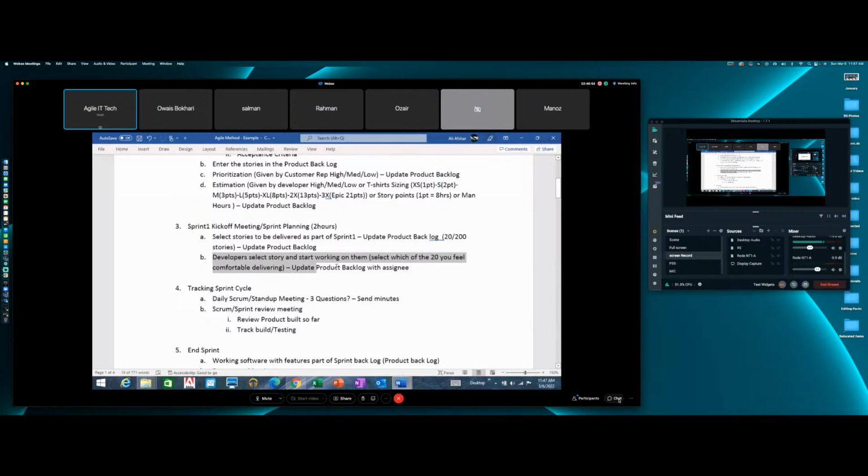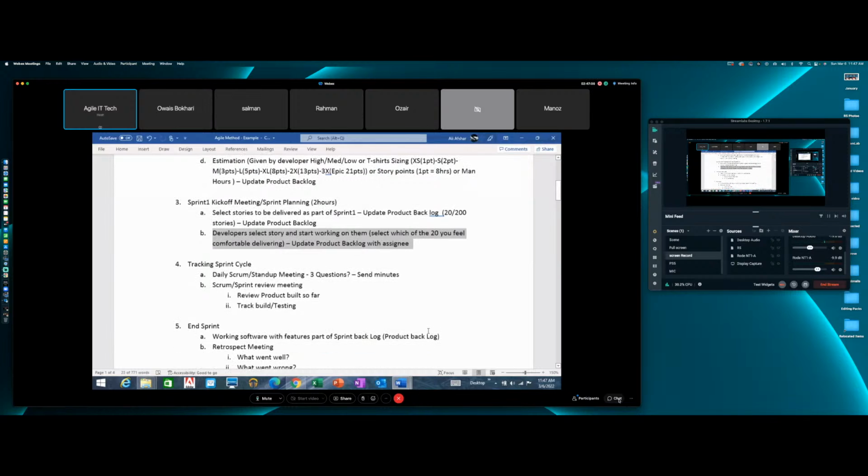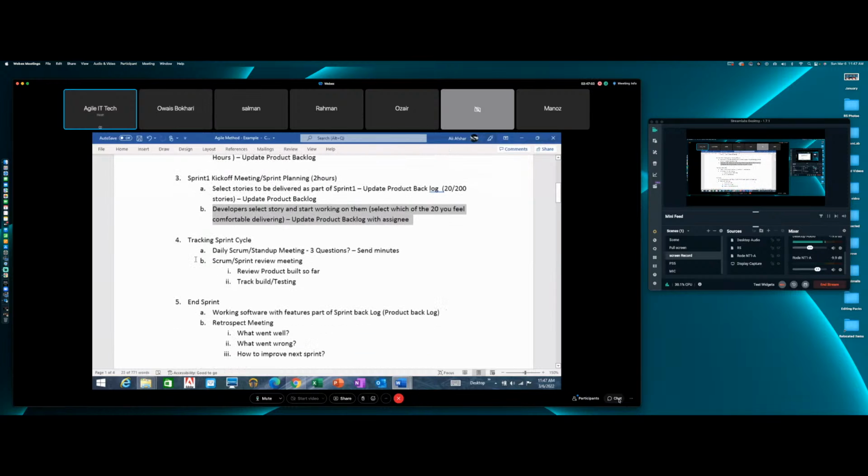And we will update the product backlog with their name as the assignee, and off we go. Clear? Yes. All right. Next is tracking the sprint.